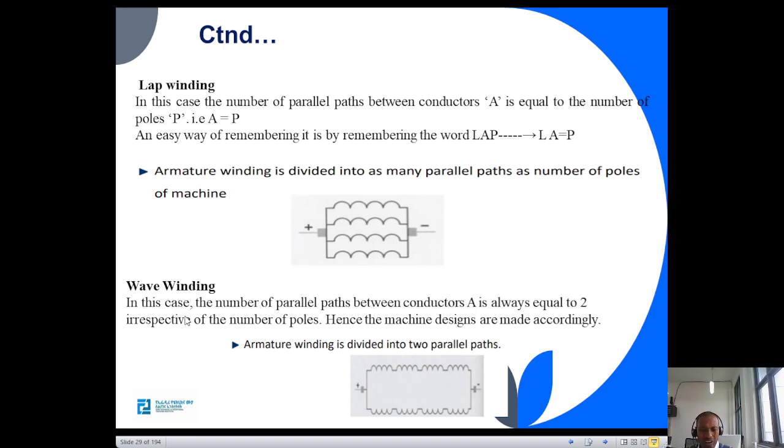But when you come to the wave winding, the number of parallel paths A is always 2. See how the windings are connected: they are connected in series, and this group of coils is connected in series. We'll only have two paths, no other way. But in the case of lap winding, we will have P number of paths, where P is the number of poles of our DC motor. That is their main difference.